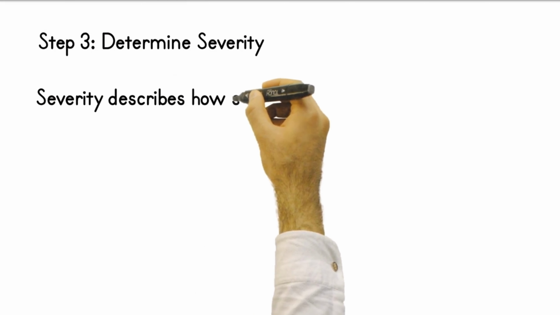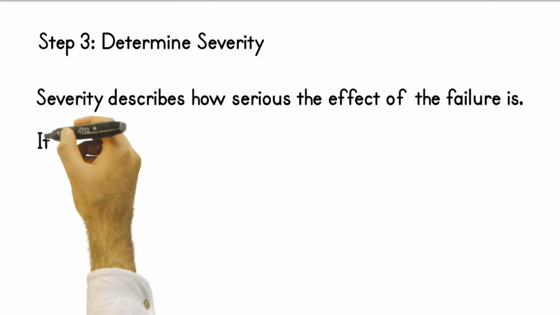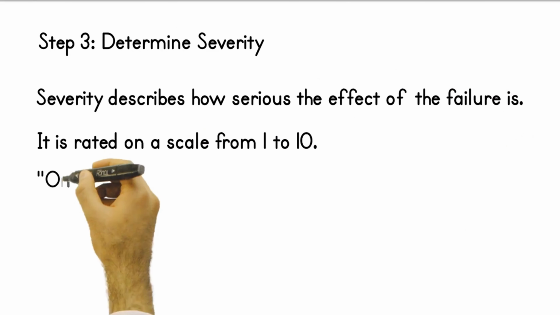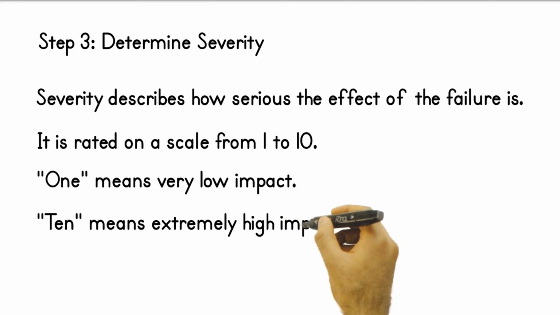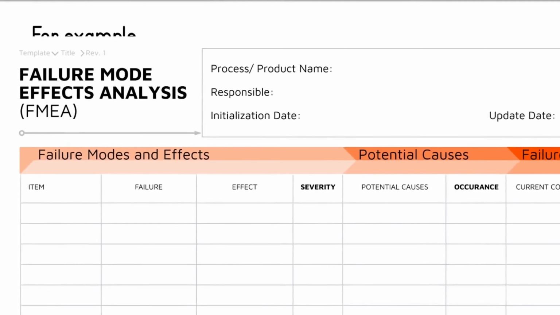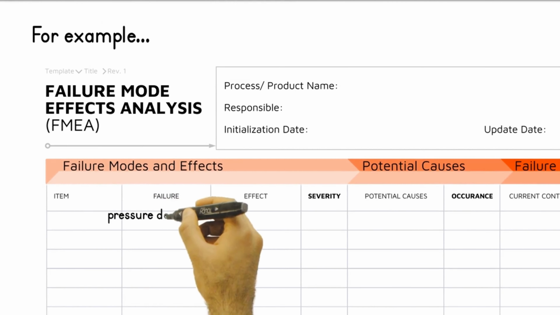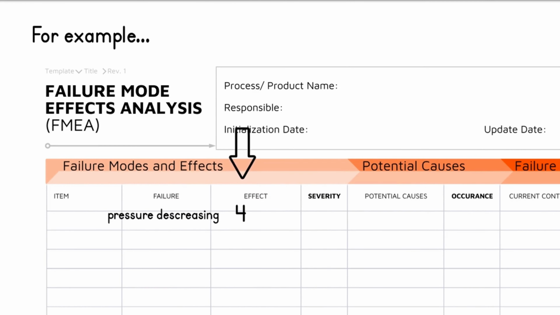Step 3. Determine severity. Severity describes how serious the effect of the failure is. It is rated on a scale from 1 to 10. 1 means very low impact. 10 means extremely high impact, such as safety risk or system shutdown. For example, if pressure loss causes limited system malfunction, the severity rating may be 4. Severity is always based on the effect, not on how often the failure occurs.